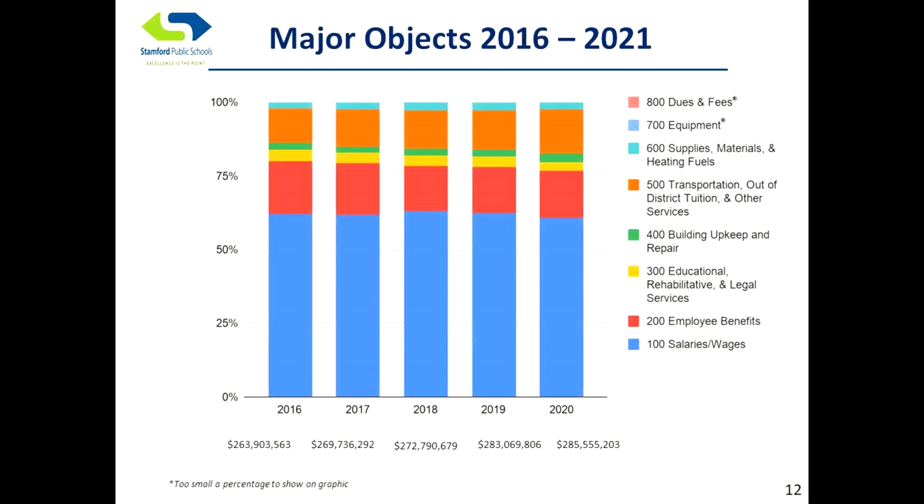Though the details of the budget change each year, when we view the budget by major object over a 5-year term, we can see that the breakdown is very consistent. Barring significant structural changes, we can expect the breakdown for 2021, 22, and beyond to be similar.